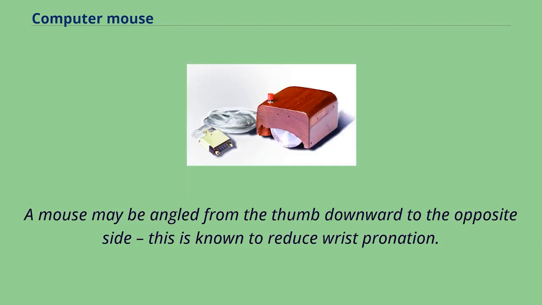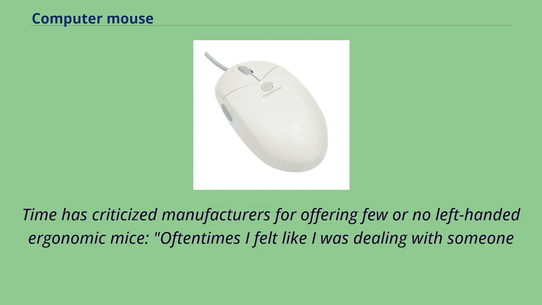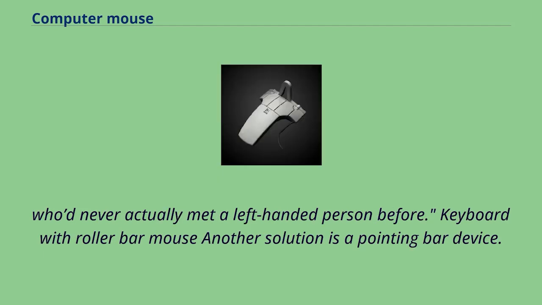A mouse may be angled from the thumb downward to the opposite side. This is known to reduce wrist pronation. However, such optimizations make the mouse right or left hand specific, making it more problematic to change the tired hand. Time has criticized manufacturers for offering few or no left-handed ergonomic mice. "Oftentimes I felt like I was dealing with someone who'd never actually met a left-handed person before."